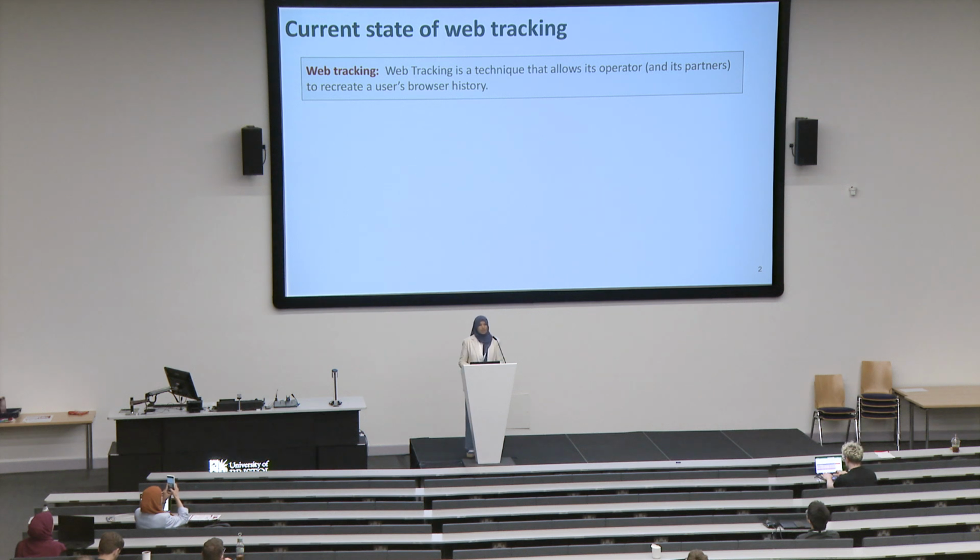Users' privacy became a major concern, sparking significant interest into web tracking. So what is web tracking? Web tracking refers to the technique that allows its operator, sometimes even its partners, to recreate part of the user's browsing history. Now the question is, how can we detect these tracking techniques?